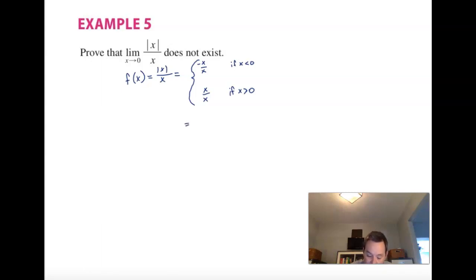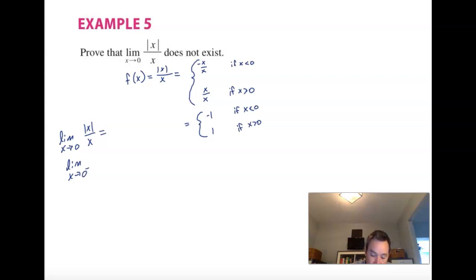Well, notice then that my numerator will reduce to negative 1 and my denominator will reduce to 1. Negative 1 if x is less than 0, and 1 if x is greater than 0. Well, then the problem becomes, if I want to evaluate the limit as x approaches 0 of the absolute value of x over x overall, I need to look at what's going on on the right-hand versus the left-hand side.